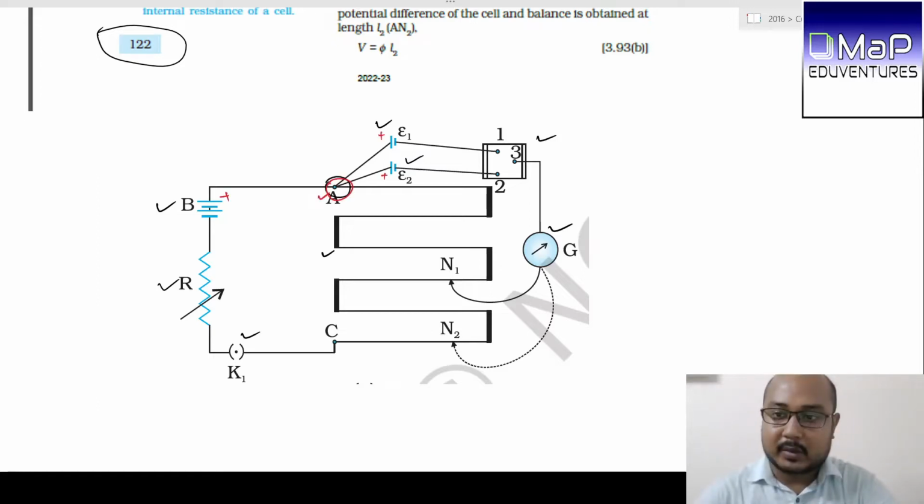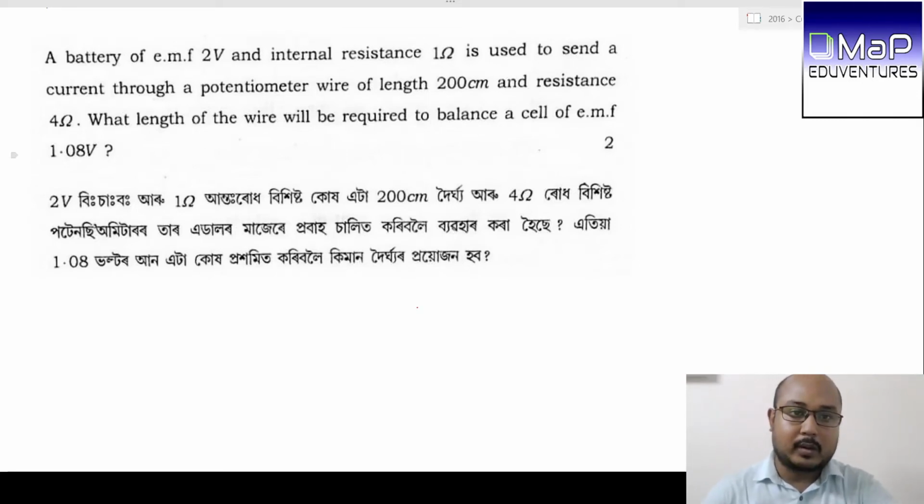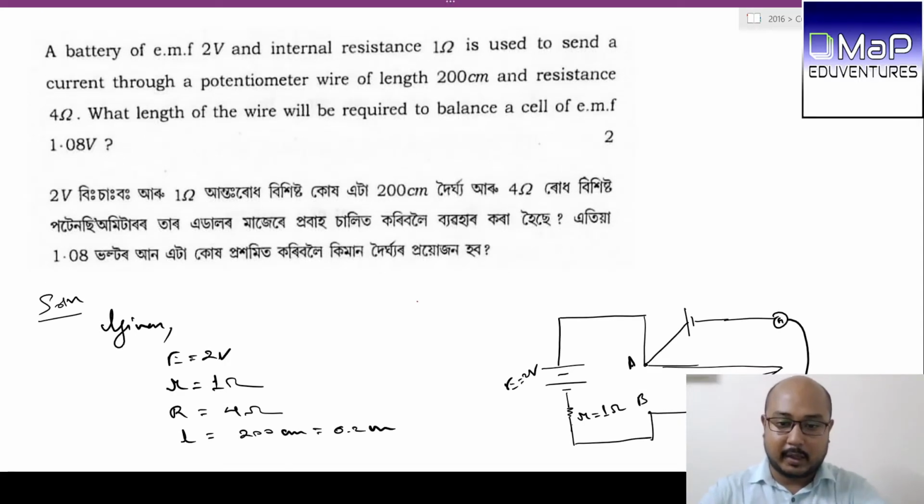Next, let us take question number 2c, second option. A battery of EMF 2 volt and internal resistance 1 ohm is used to send a current through a potentiometer wire of length 200 cm and a resistance 4 ohm. What length of the wire will be required to balance a cell of EMF 1.08 volt? Since this is a numerical, it will be beneficial to draw the circuit diagram in case there is any confusion. I have already drawn the diagram here.